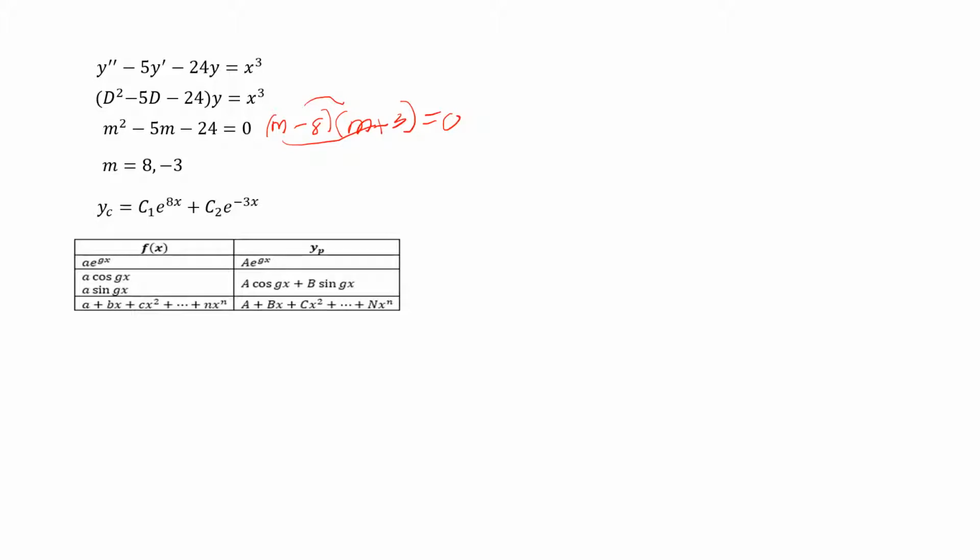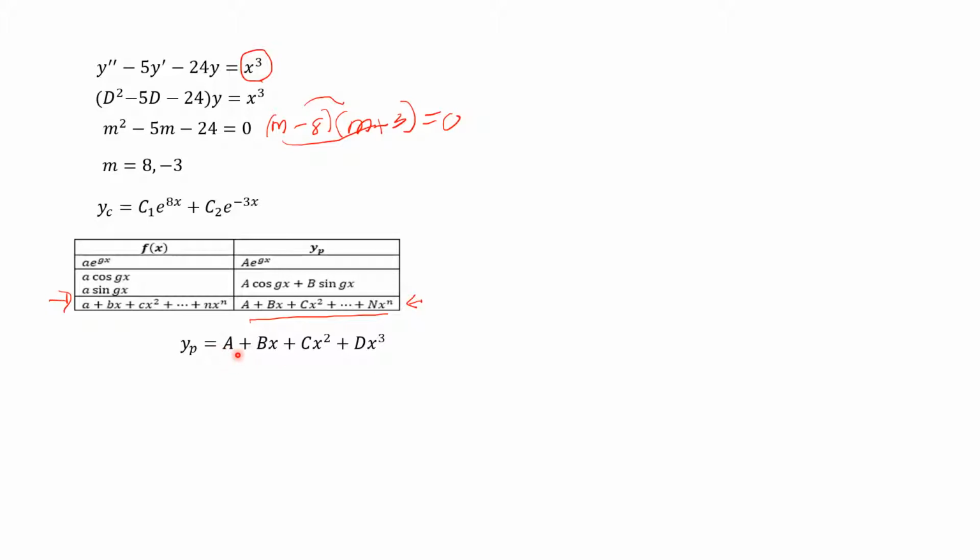The right side is x cubed. Where does it fall? It falls in this case. So this is x cubed, so our general form is a plus bx plus cx squared plus dx cubed. That's our particular solution. Now you will have to compare y sub p with your y sub c. Obviously they are different, so our y sub p will stand as only this one: a plus bx plus cx squared plus dx cubed.